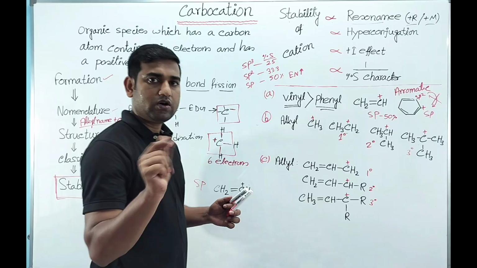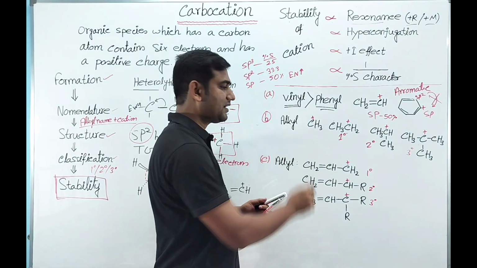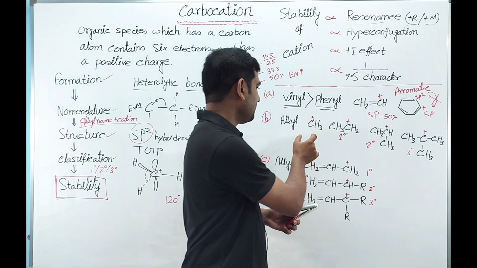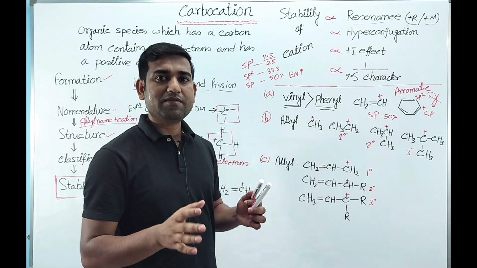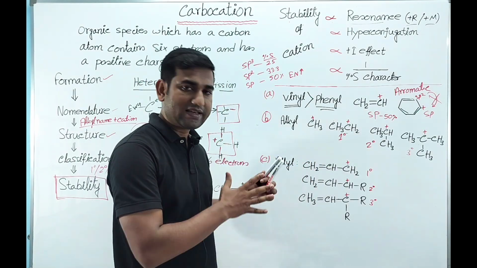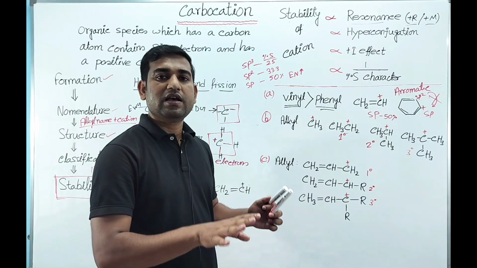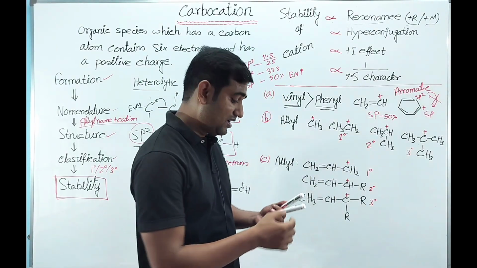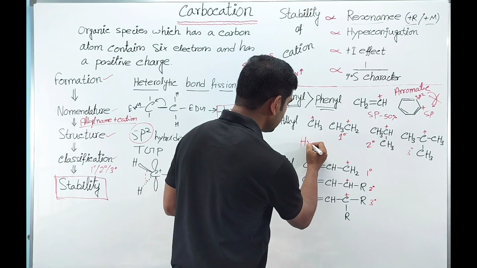Got my point? Okay, so next, alkyl carbocation. Alkyl means when an alkane removes a hydrogen, then an alkyl carbocation is formed. So alkyl carbocation is stabilized by hyperconjugation.